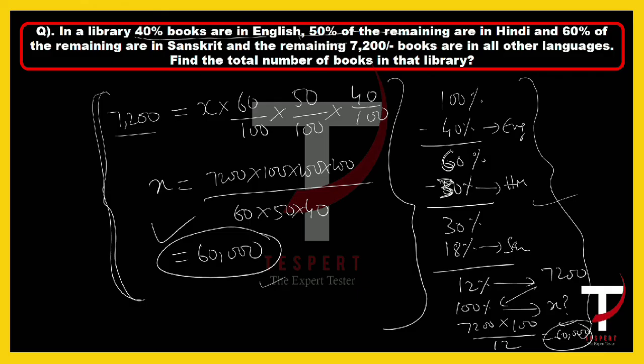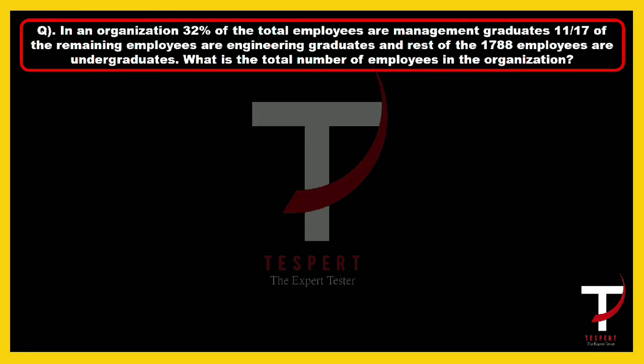In an organization, 32% of the total employees are management graduates, 11/17 of the remaining employees are engineering graduates, and the rest of the 1,788 employees are undergraduates. What is the total number of employees in the organization? So the remaining value is 1788. Let us assume the total number to be x. This is the same method as we followed till now.